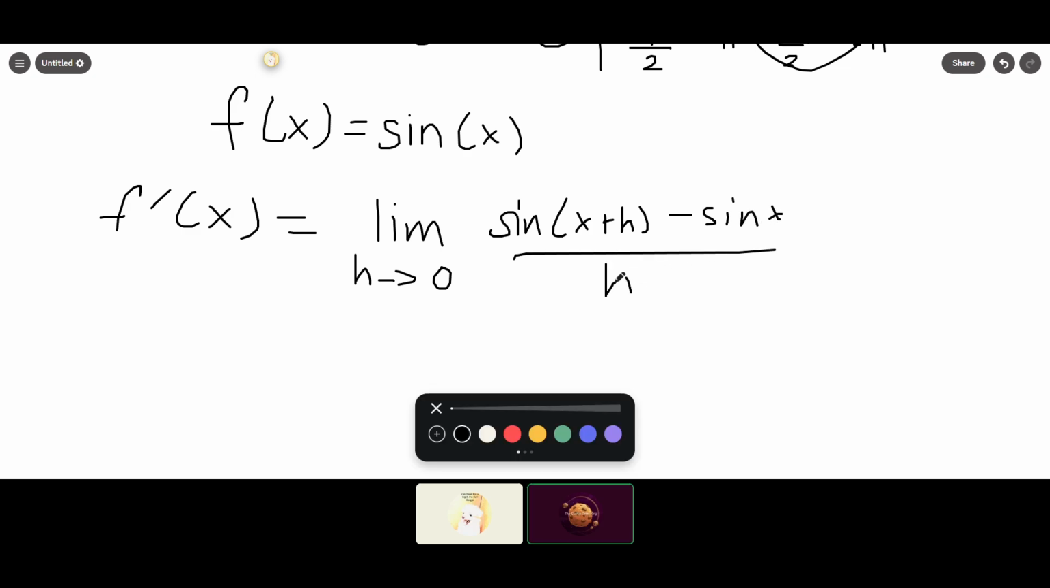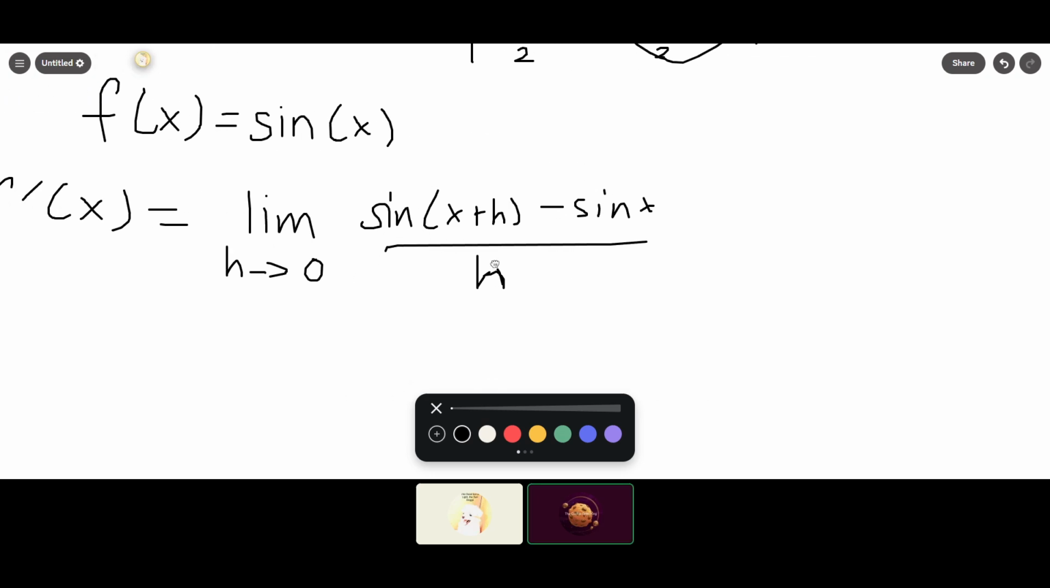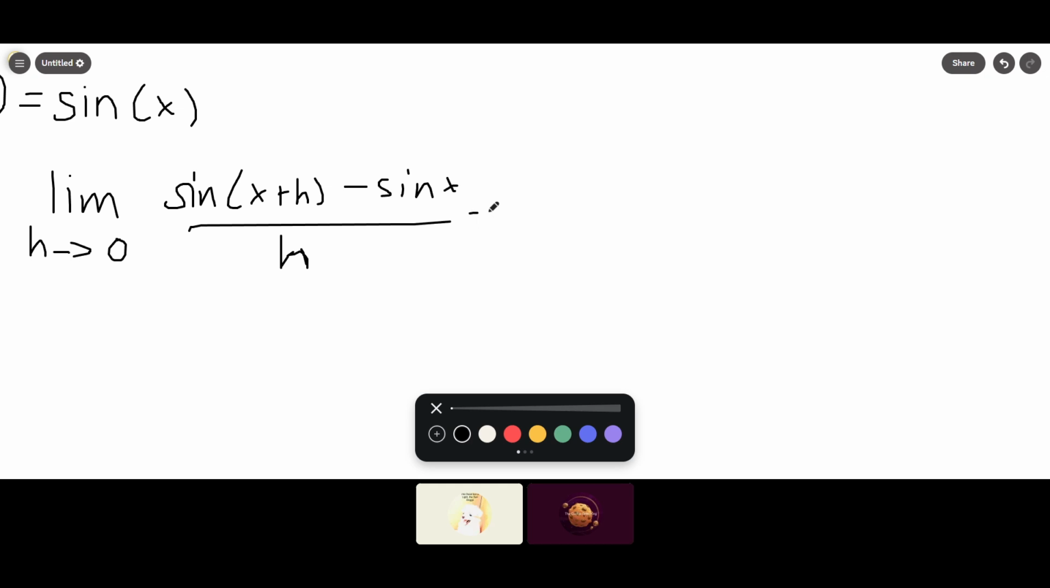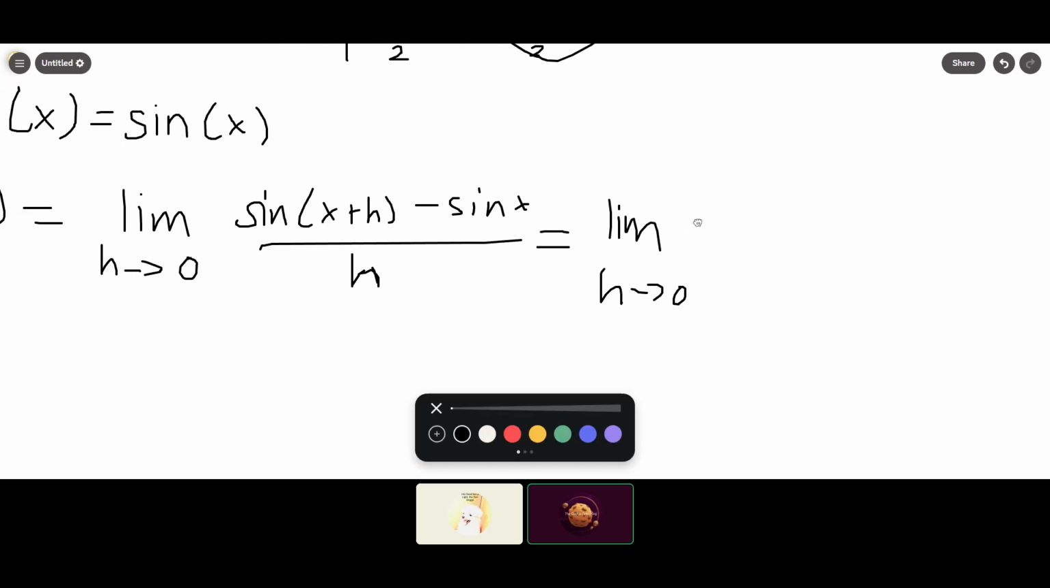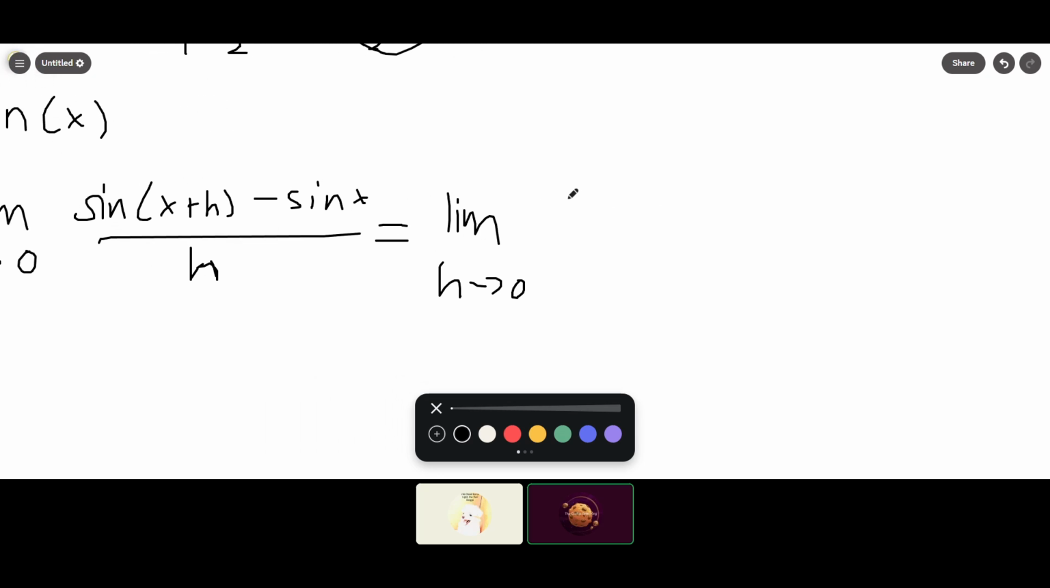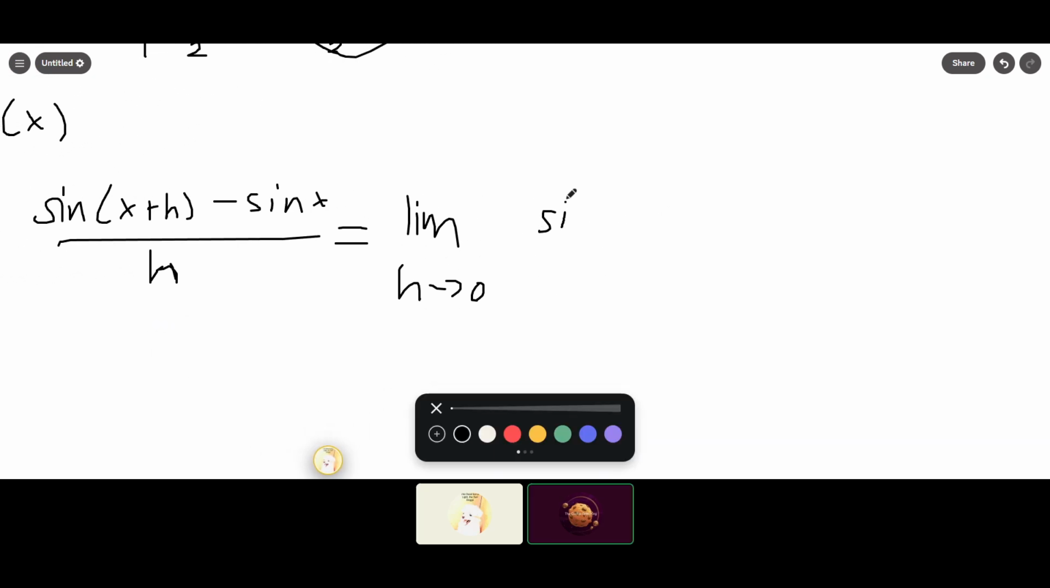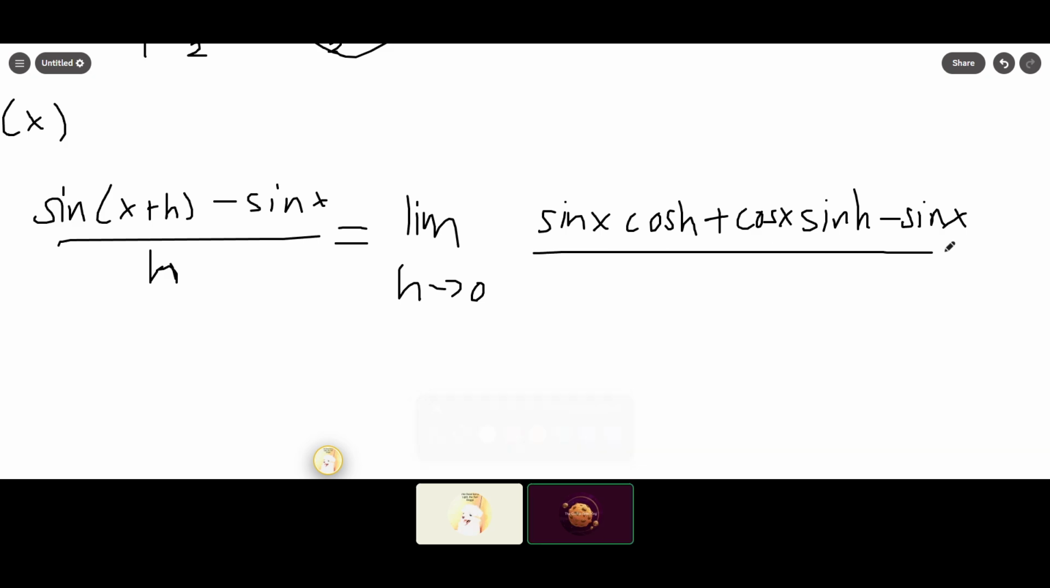So as you guys can see, we have the sine sum angle formula. You guys thought you'd never be seeing that again, but look at that, it's back. If you remember it, please make sure to look at our other video. If you don't remember the addition formulas, this would be sine x cosine h plus cosine x sine h minus sine x all over h.